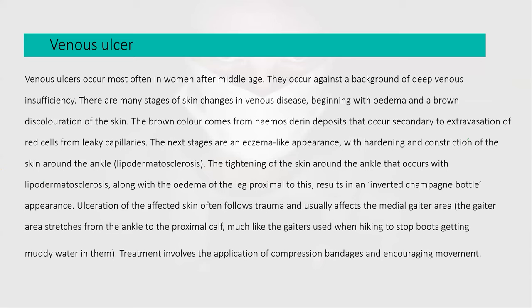Let's read the explanation together. Venous ulcers occur most often in women after middle age. They occur against the background of DVT, the deep venous insufficiency. There are many stages of skin changes: edema, brown discoloration, which comes with hemosiderin deposits secondary to extravasation of RBCs. The next stage is eczema-like, and then lipodermatosclerosis.